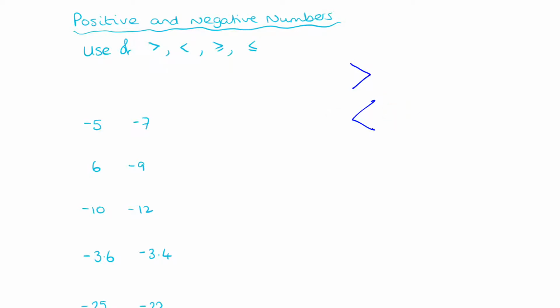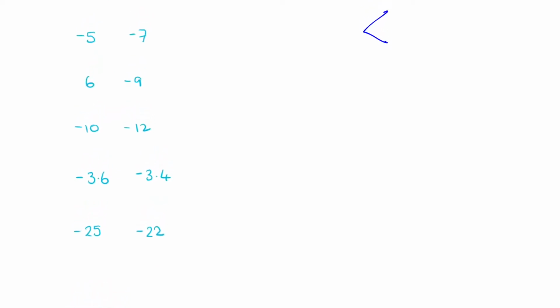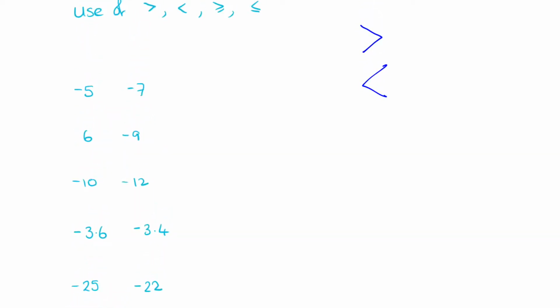Okay, so we're just going to start off practicing that a little bit and putting the correct sign in between the numbers. So negative 5 and negative 7. Let's think about a number line. If here's 0, negative 5 would be there, and negative 7 would be further down, wouldn't it? So negative 7 is less than negative 5 because it's further down.